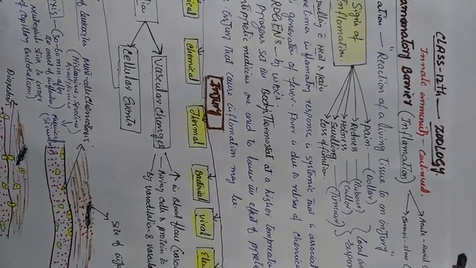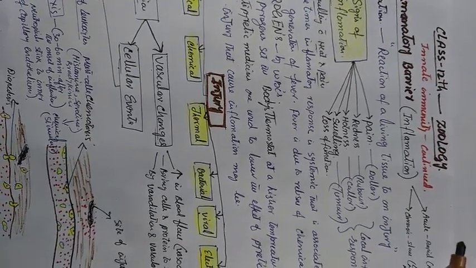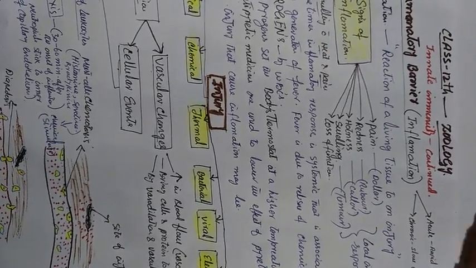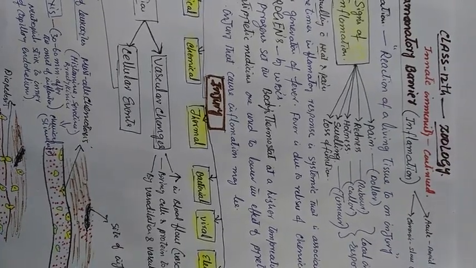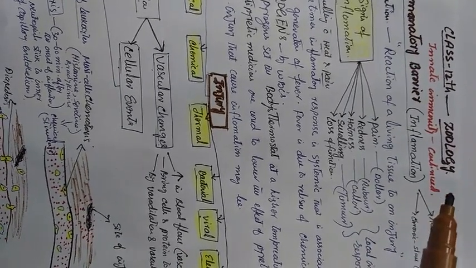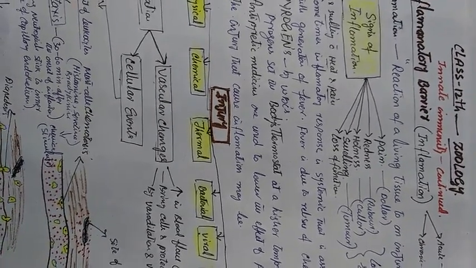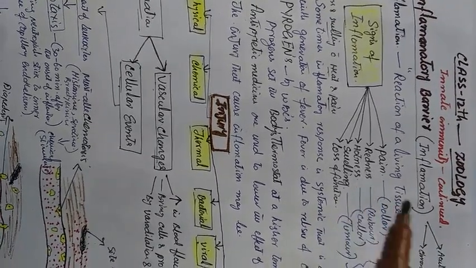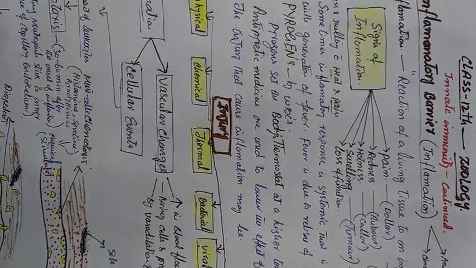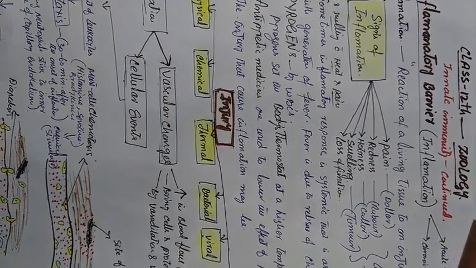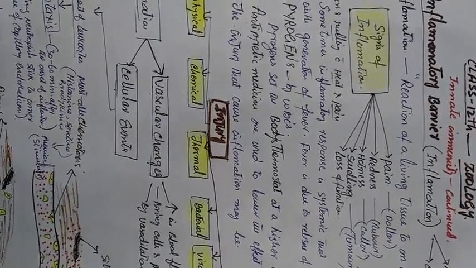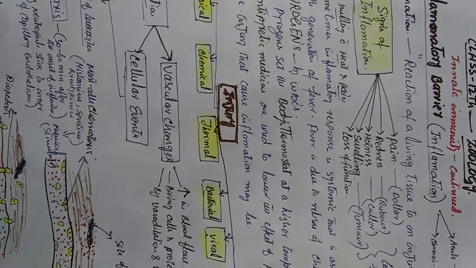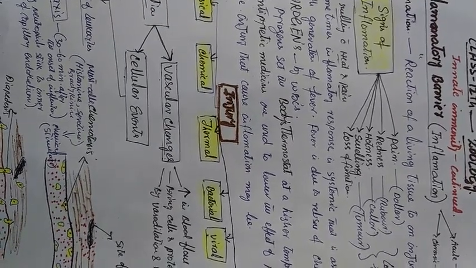In our previous topic, we have discussed the various aspects of immunity, and we have also discussed the various barriers of innate immunity, which include the physical barrier, physiological barrier, cellular barrier, and cytokine barrier. Now today we will discuss the inflammatory barrier, which also belongs to innate immunity.